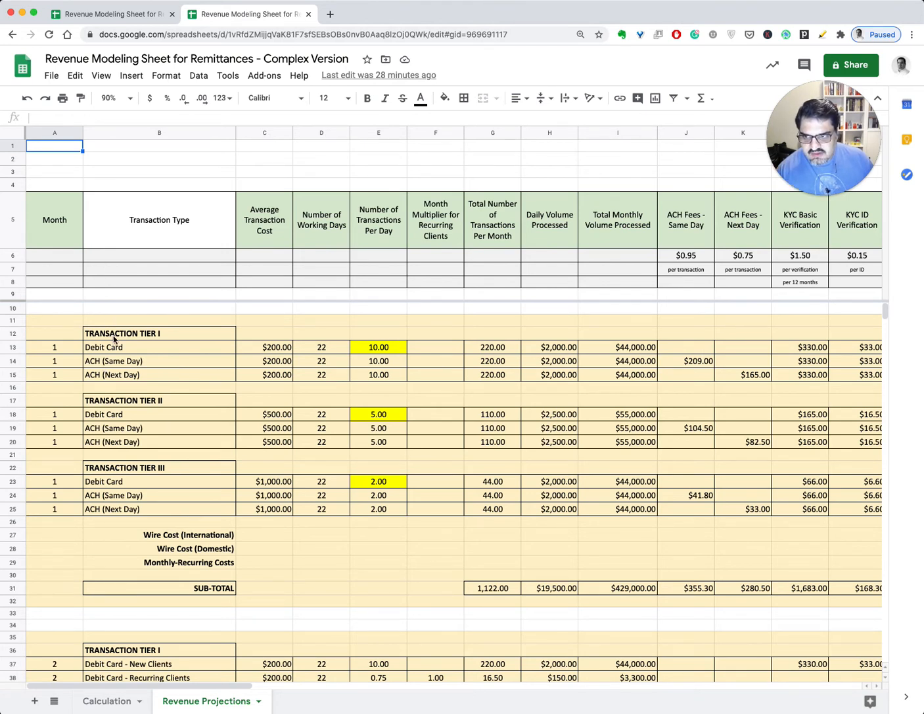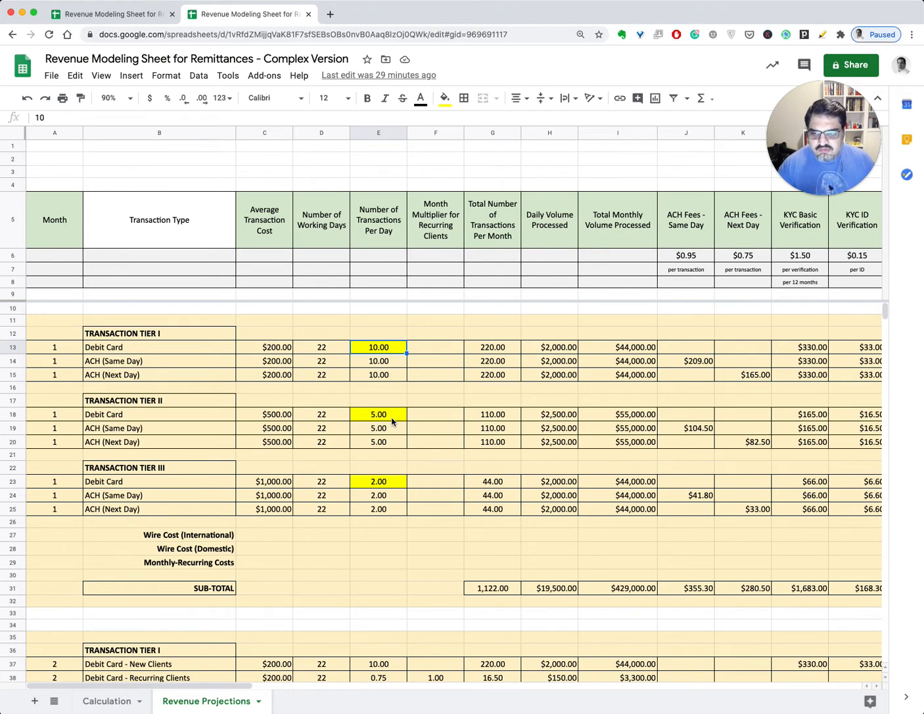We are designing it into three tiers: tier one, tier two, tier three. Tier one assumes that the transaction value is only $200. Tier two assumes the transaction value to be $500. Tier three is $1,000. And there are 22 working days, and the number of transactions per day on debit card on tier one for $200 would be 10. For ACH same day would be 10. For ACH next day would be 10 transactions.